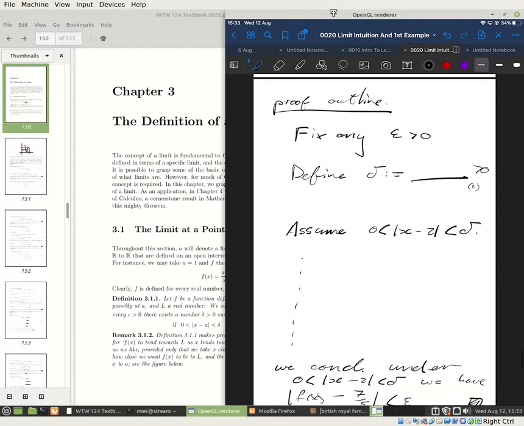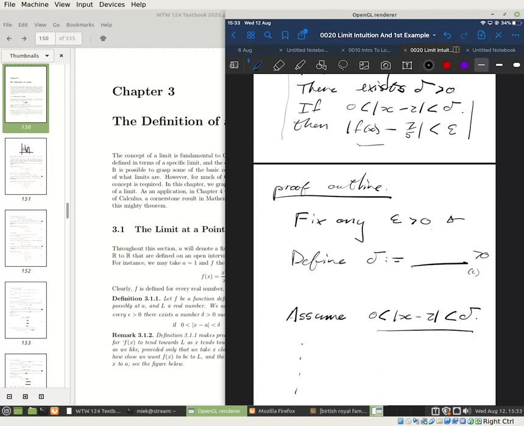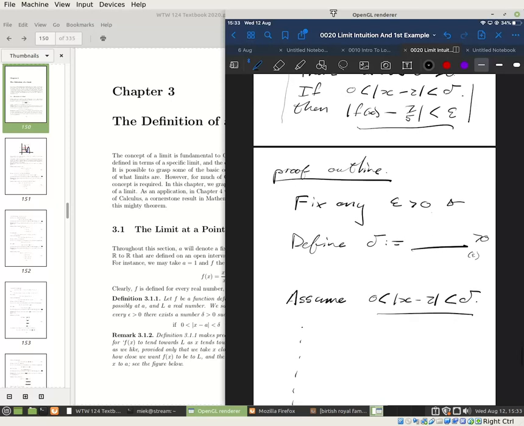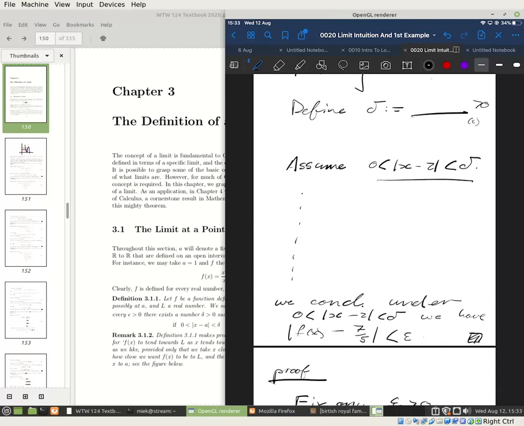Let's take a look at our proof outline. For every epsilon, so we fix any epsilon, we must show that there exists a delta. So we must define it. What are we allowed to use in defining our delta? We're only allowed to use epsilon. We want to show this implication: if the absolute value of x minus 2 is greater than 0 but less than delta, so we assume that, we want to finally conclude that the absolute value of f of x minus 7 over 5 is less than epsilon.